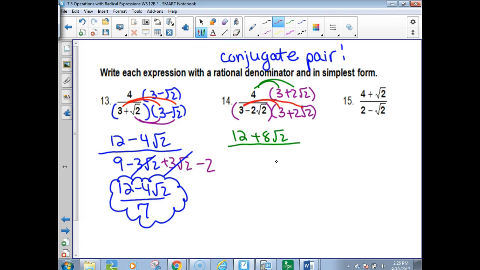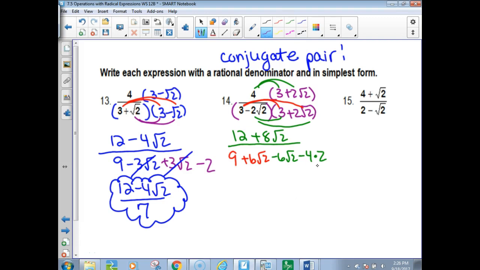And, do you want to write the middle one? I mean, I'll show it again. I'll write it this time. 3 times 3 is 9. 3 times 2 root 2 is plus 6 root 2. And then if I do the inner, let's see, negative 2 root 2 times 3, I'm going to get minus 6 root 2. And then if I do negative 2 root 2 times positive 2 root 2, I'm going to get minus 4 times 2.